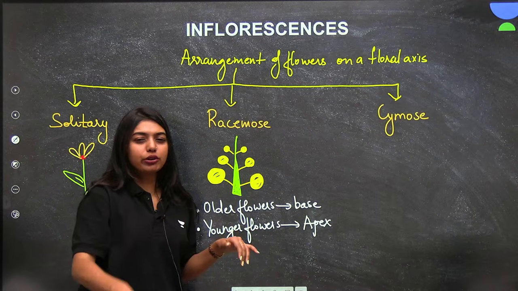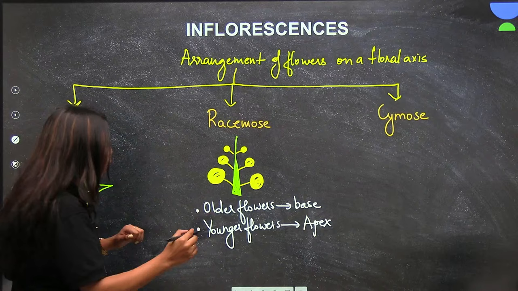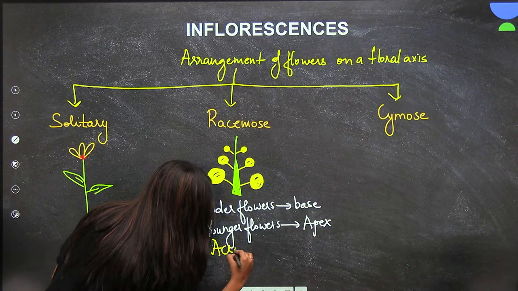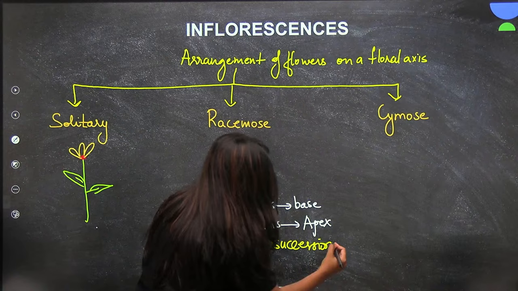This arrangement, the succession that they show, is called acropetal succession. What is it called? Acropetal succession. Clear to all of you? Acropetal succession. Very good.